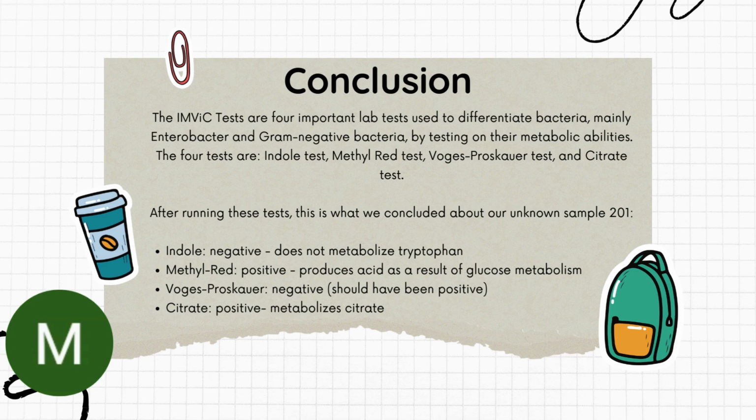After running these tests, this is what we concluded about unknown sample 201. For the indole test, we saw a negative result, which means it does not metabolize tryptophan. For methyl red, we saw a positive result, which means that unknown 201 produces acid as a result of glucose metabolism. For Voges Proskauer, we saw a negative result, although it should have been a positive result. For the citrate, we saw a positive result, which means it is able to metabolize citrate.